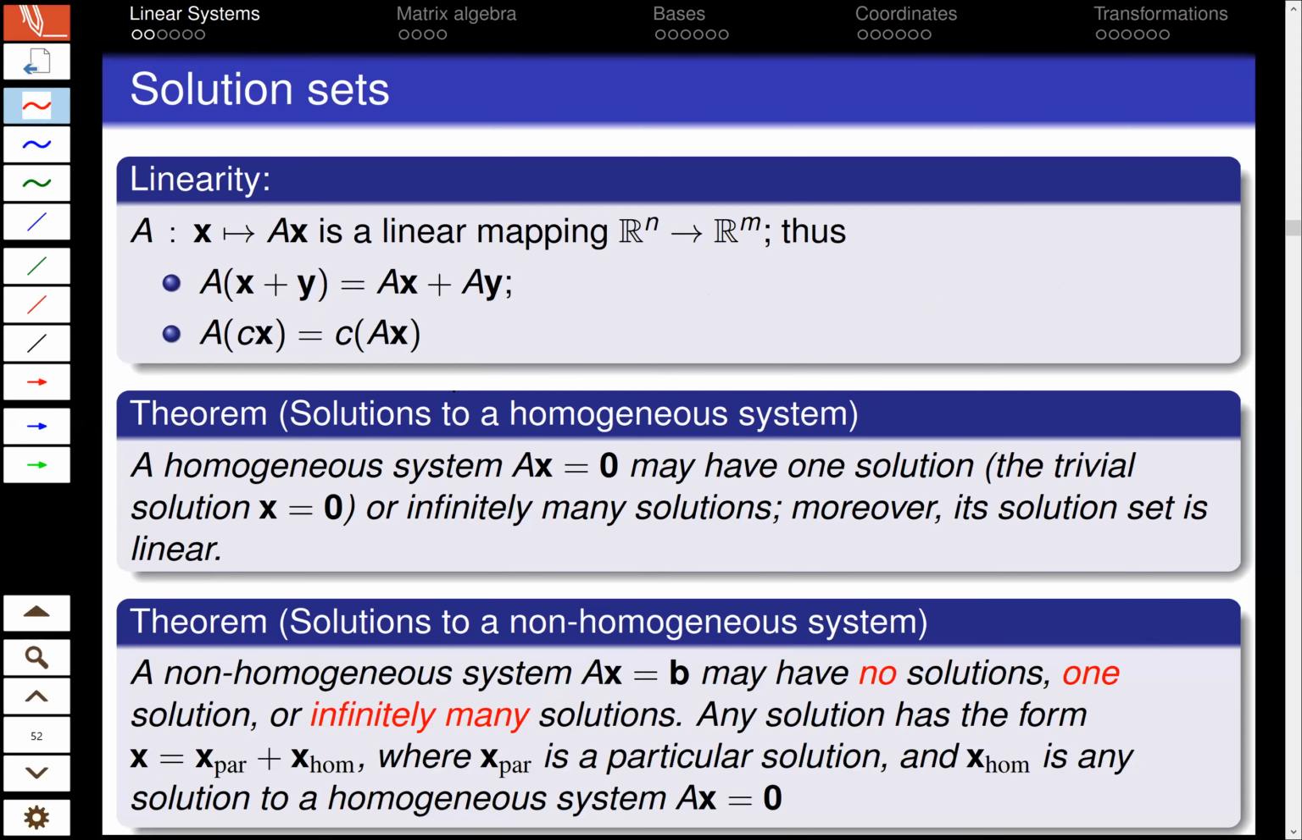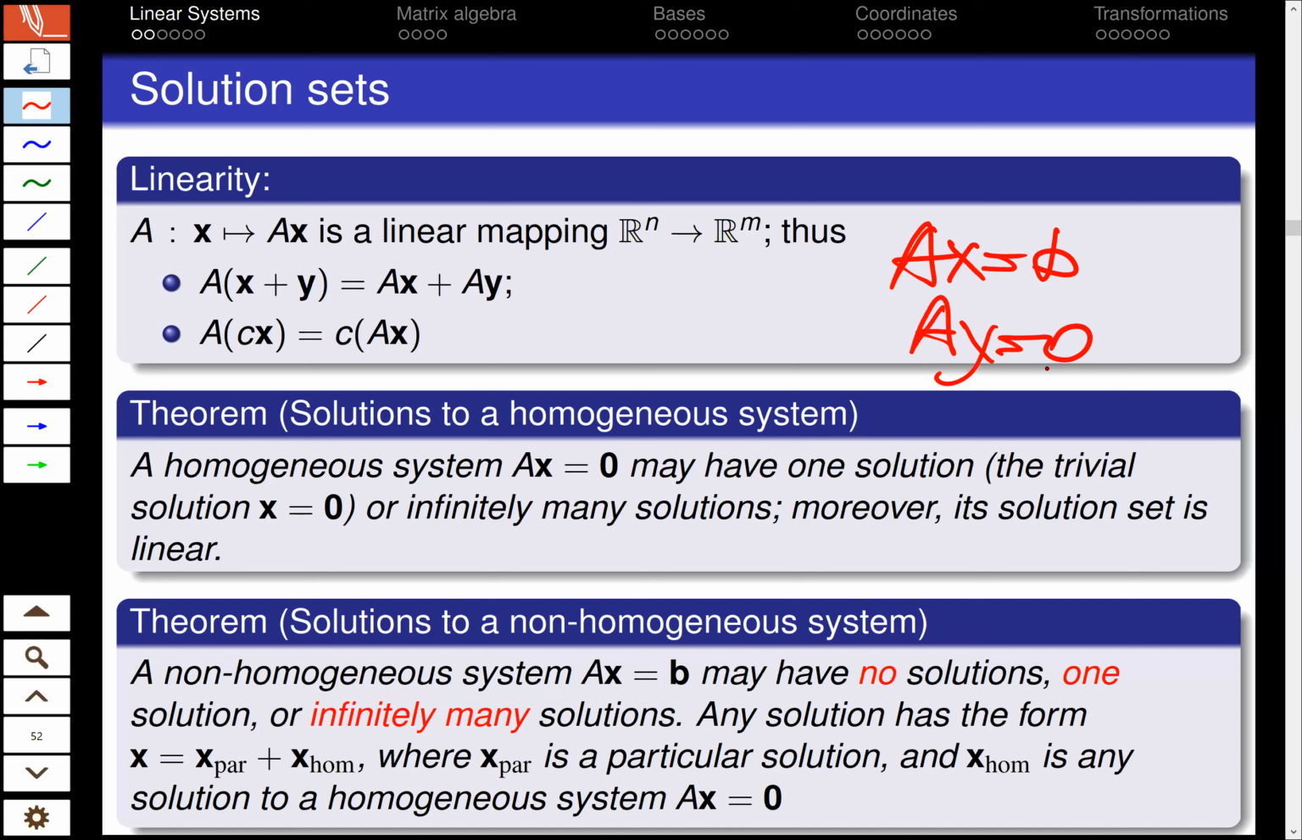We can also understand the structure of the solution set to a non-homogeneous system. Whenever we have the equation Ax is b, we can easily derive from these properties that any solution to this system can be written as the sum of two components. We can take any fixed solution to the non-homogeneous system, which we call x particular, x bar. Then any other solution is just the sum of this fixed solution and a solution to the corresponding homogeneous system Ax is 0.